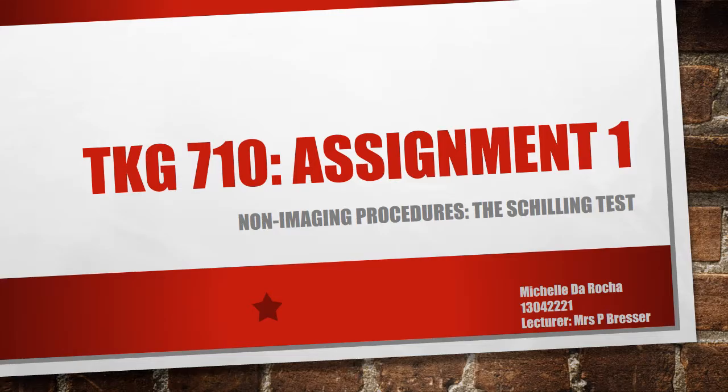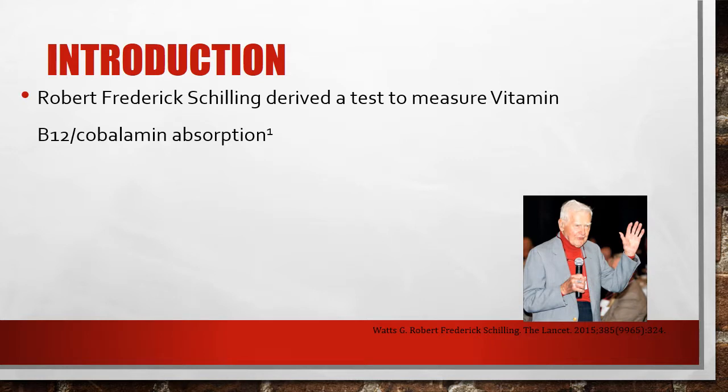Today I'll be explaining a non-imaging procedure known as the Schilling test. Robert Frederick Schilling was a professor and physicist known for his research on vitamin B12, which is also known as cobalamin. He derived a test for patients with a cobalamin deficiency to measure the amount of cobalamin that has or has not been absorbed by the patient.